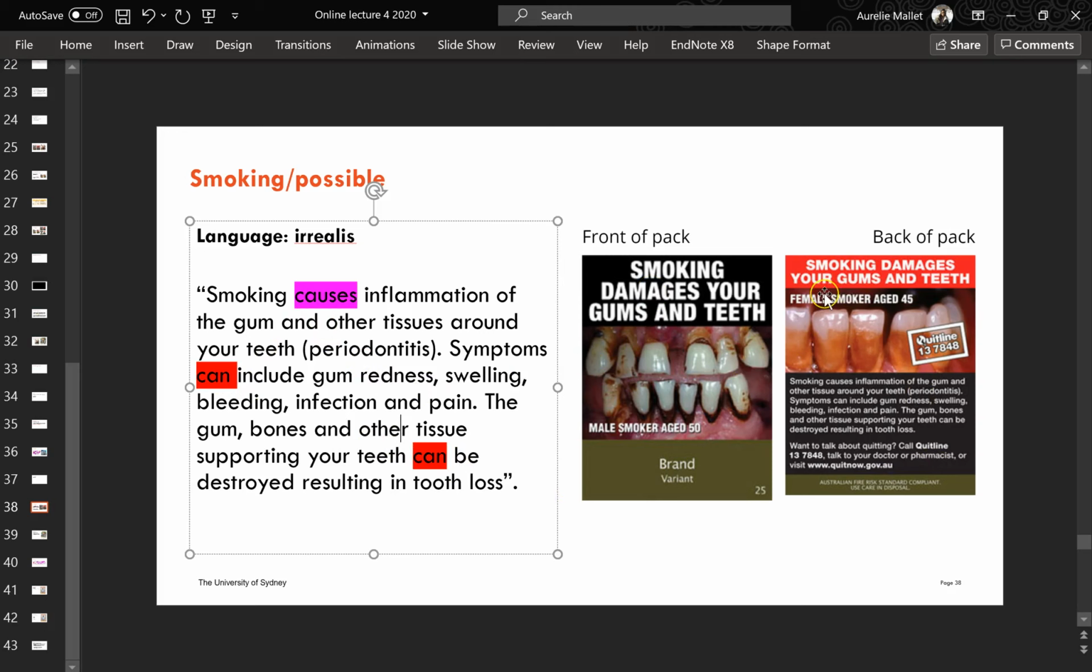So here I've only showed you one example, but if we look at the whole corpus of the 12 health warning messages and their corresponding graphic images, we see that the language is mostly irrealis, so focusing on what might be, what could happen, as opposed to what has happened or what is happening.